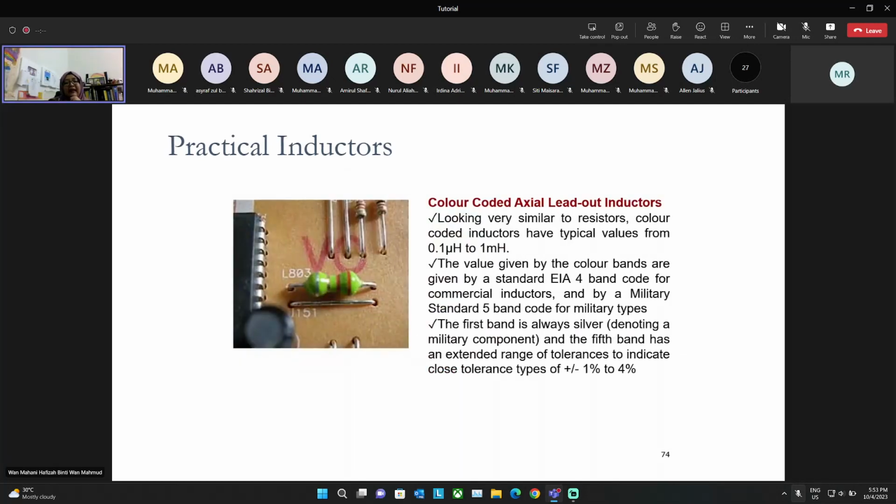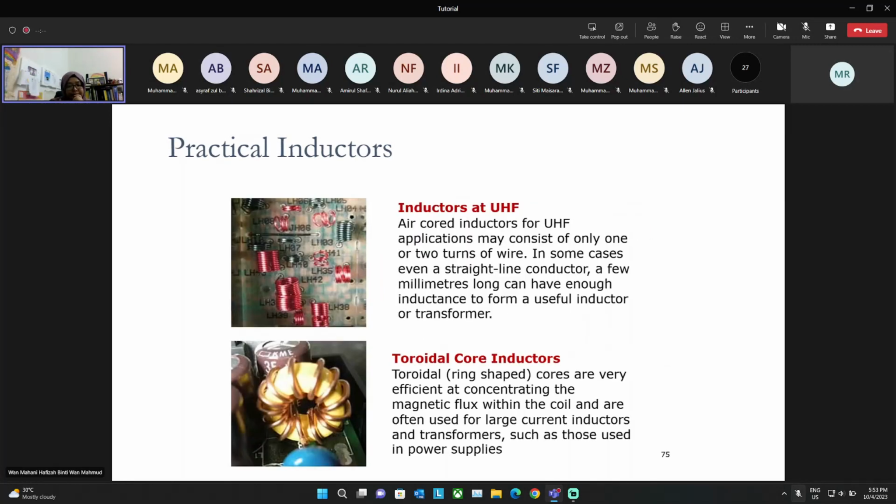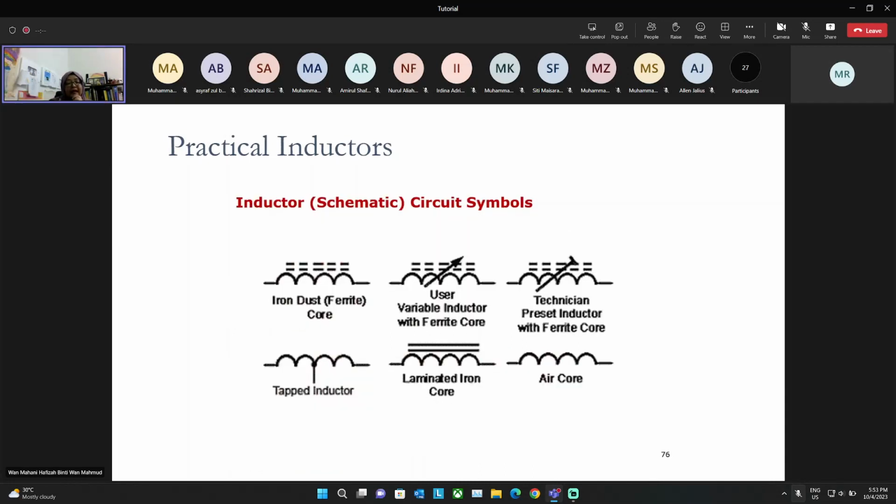And then inductors juga ada bentuk color coded macam resistor. Cuma dia different lah color code dia tu. And we can have inductors for ultra high frequency application, and untuk toroidal core inductors pun ada, and other applications dia tertentu lah. These are the schematic symbols, circuit symbols, and kita paling banyak pakai yang normal ni lah, yang air core ni.